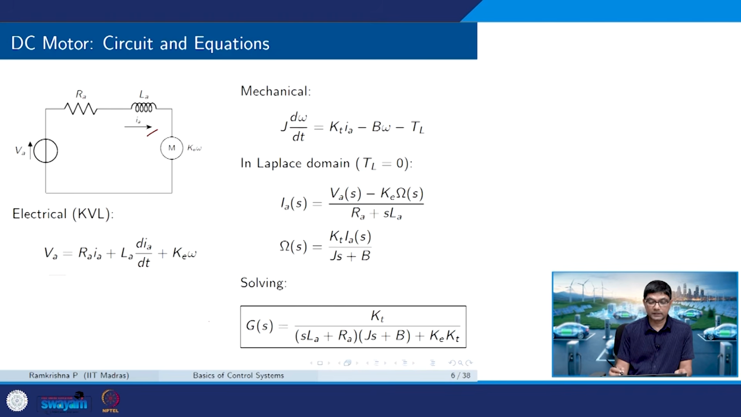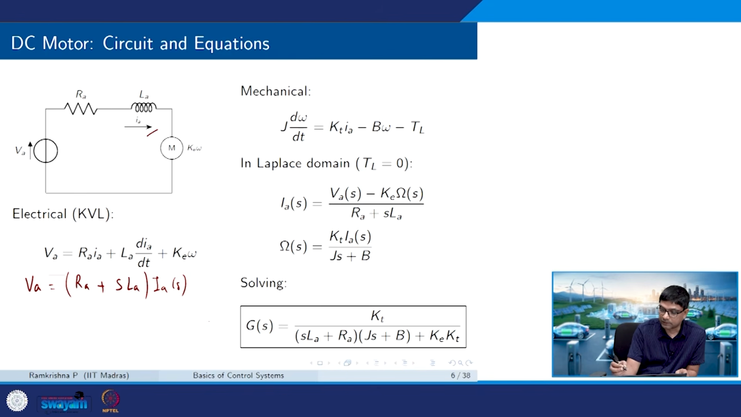If I revisit the example of my DC motor, how do I write the transfer function? I write down the Laplace equations for this. The first will be VA equals RA plus S LA, times IA of S, plus the back EMF term KE times omega of S. The mechanical equation in the Laplace domain, assuming TL equal to 0, becomes: J d omega by dt becomes J s omega of s, which equals Kt Ia of s minus b omega of s.